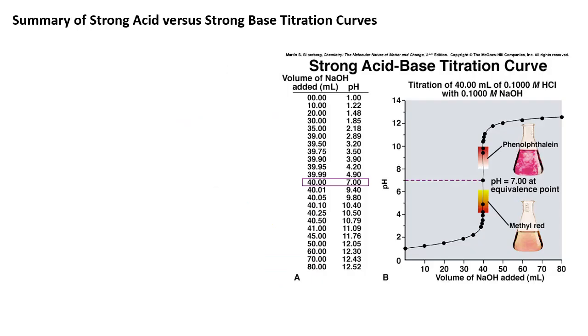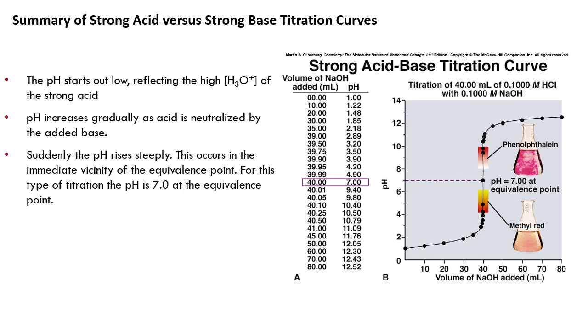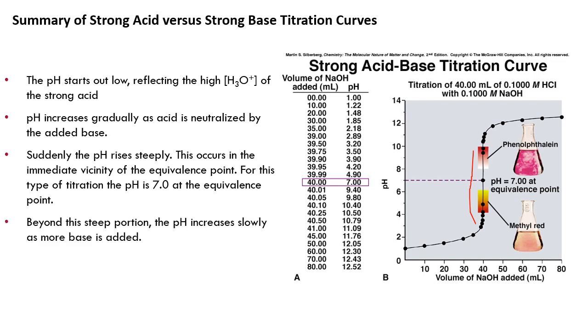So just a summary of the strong acid versus strong base titration curve. When our acid is the titrand, the pH starts out low because we have high hydronium ion concentration. The pH gradually increases as the acid is being neutralized by the base, and then we have a sharp rise in the pH at the equivalence point, and the pH at the equivalence point is 7. Beyond that point, we see that the pH continues to increase slowly as more base is being added.